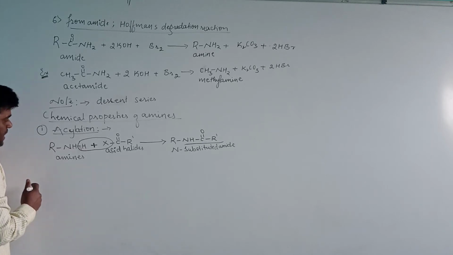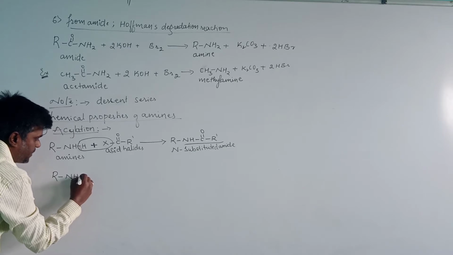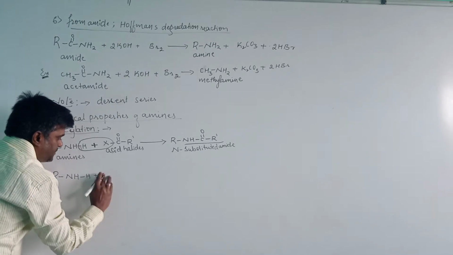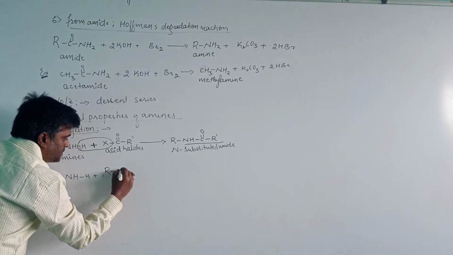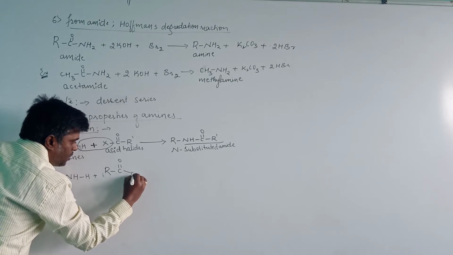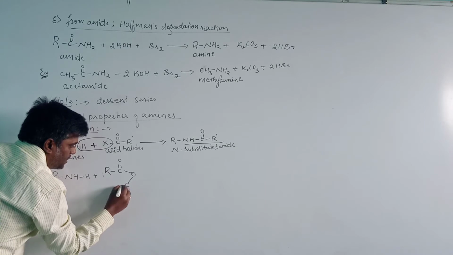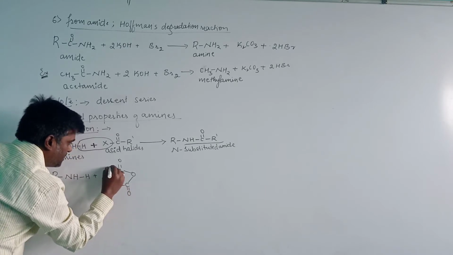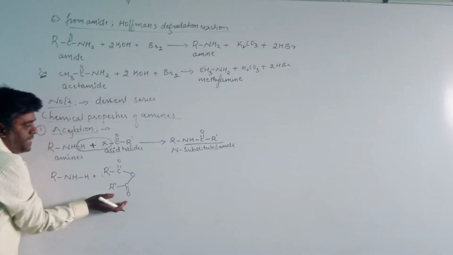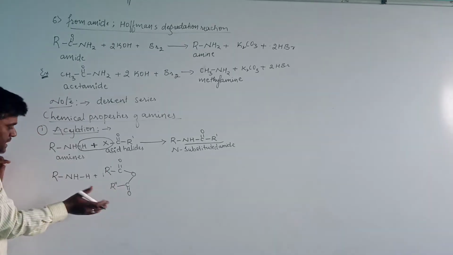Anhydrides are R, C double bond O, then oxygen here, then C double bond O, then R dash, R single dash here, double dash. This compound is known as an anhydride. Such types of compounds are known as anhydrides. The amine is R NH here plus the anhydride.